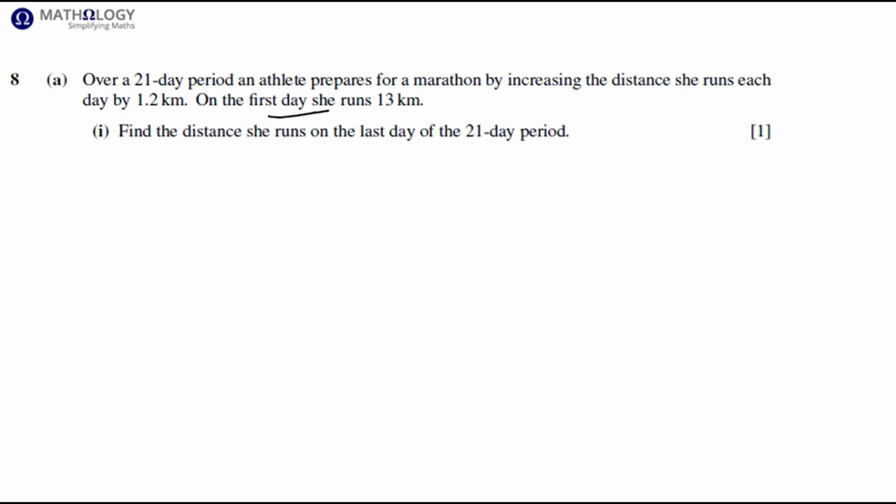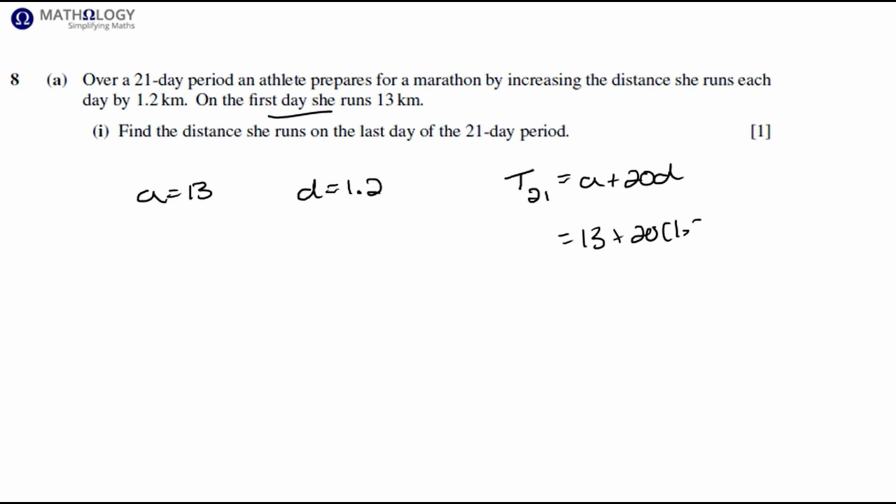Okay, so on day 1, she runs 13 kilometers. So our first term will be 13. She increases the distance she runs each day by 1.2 kilometers. So we have a common difference of 1.2. Find the distance she runs on the last day of the 21-day period. So we're required to find how far she runs on day 21. So that's term 21, which is a plus 20d. So that's 13 plus 20 times 1.2, which is 37 kilometers.